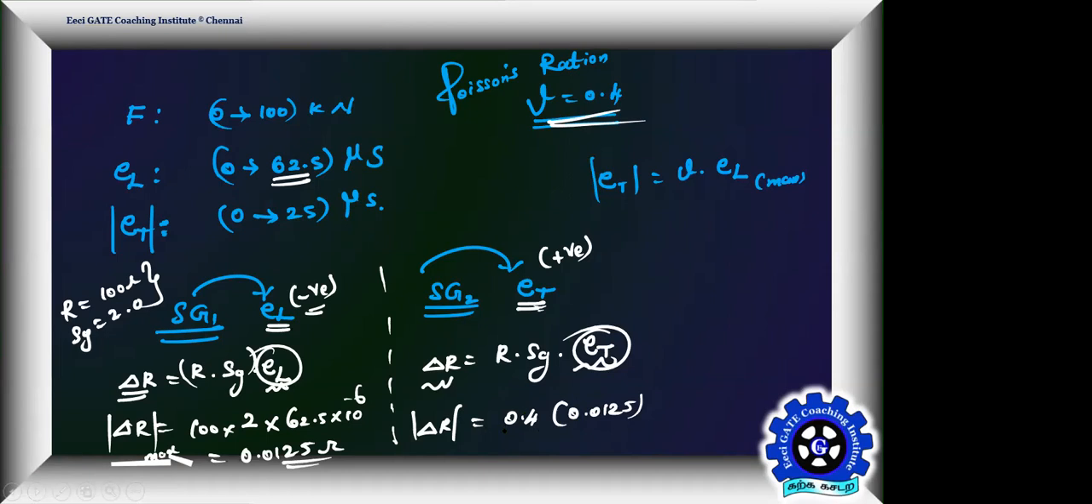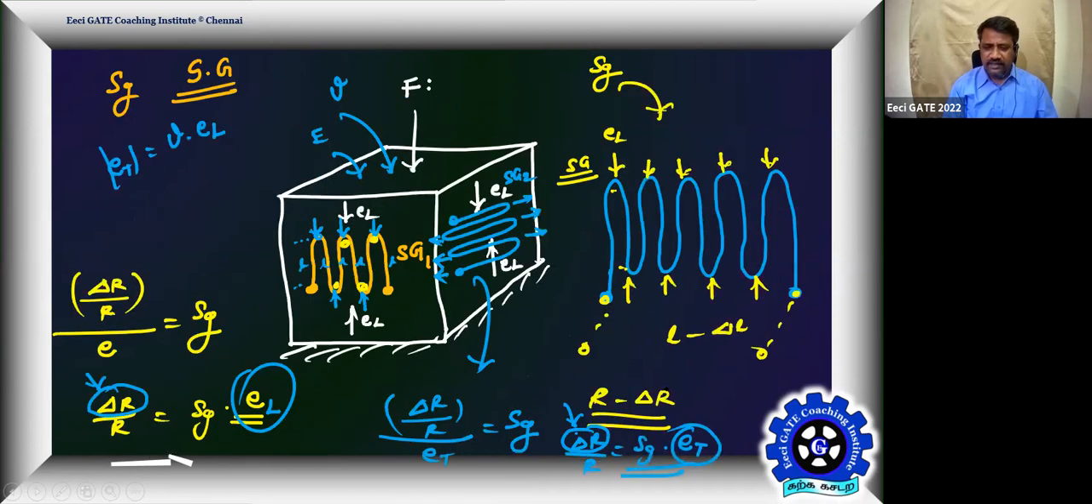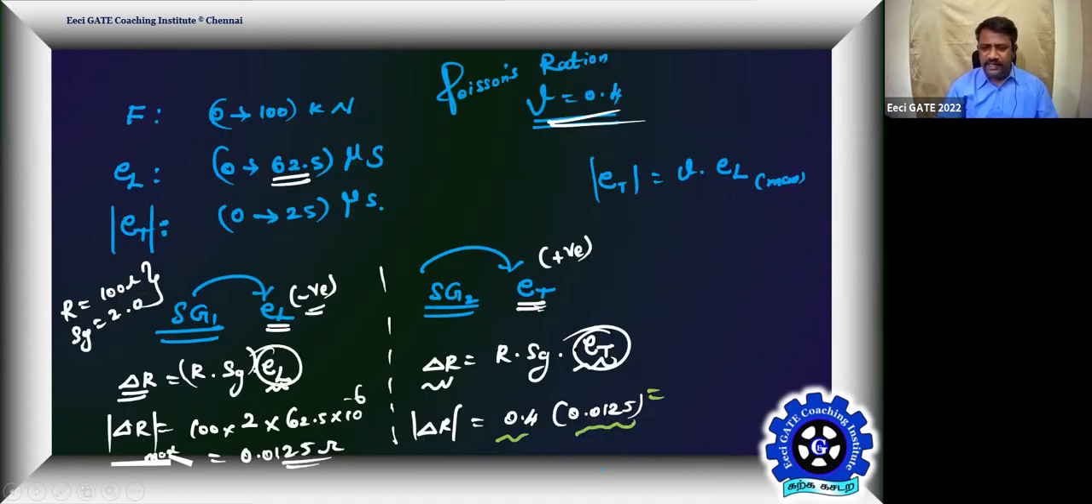Yes, sir. Same, right? 0.4 into 0.0125 only, right? Yes, sir. Okay, then what is the number? It's even less if it is ET gauge. That's a point I want to convey here. Therefore, don't place your strain gauge on the ET axis.